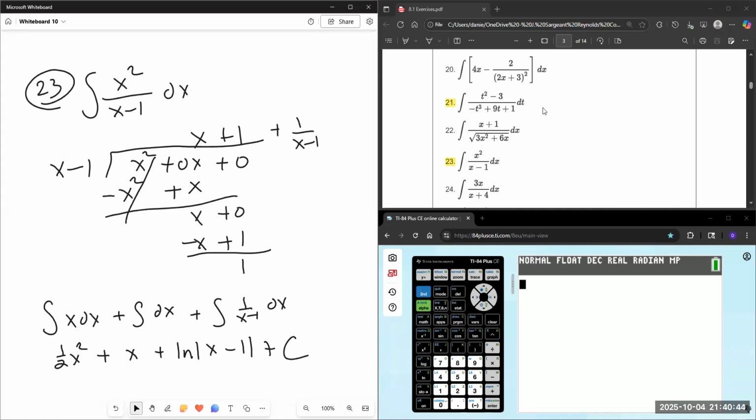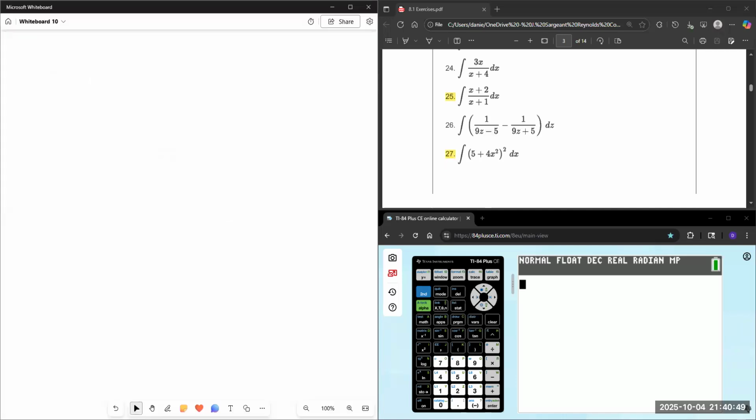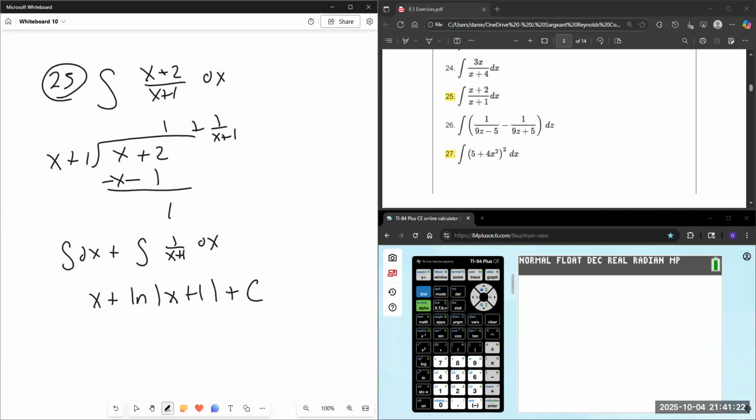Let's look now at 25. 25 says integral of (x plus 2) over (x plus 1) dx. Again, the degree at the top is the same as the degree at the bottom, so we're going to use long division. Integral of dx plus integral of 1 over x plus 1 dx is x plus ln of the absolute value of x plus 1 plus c.